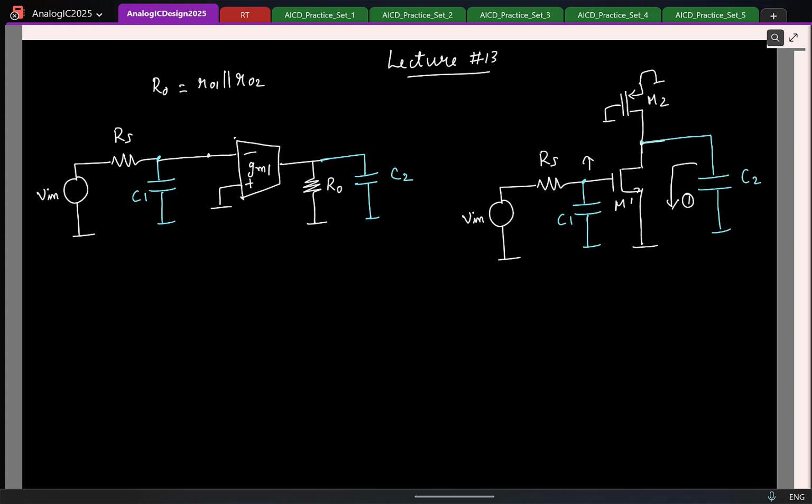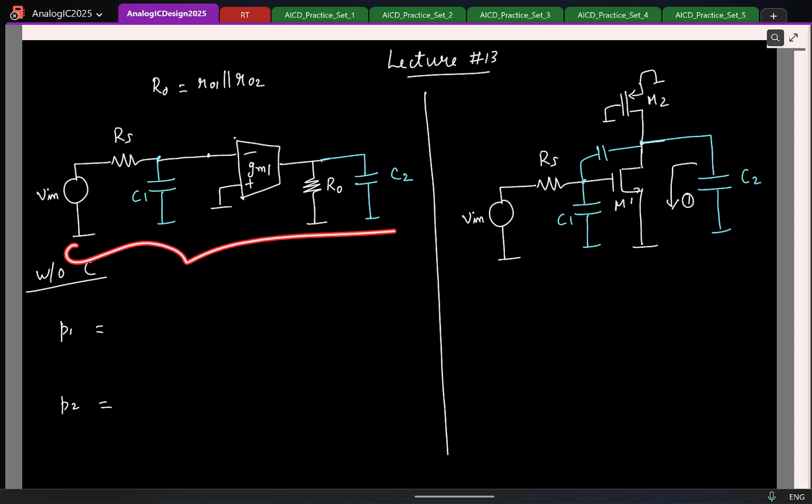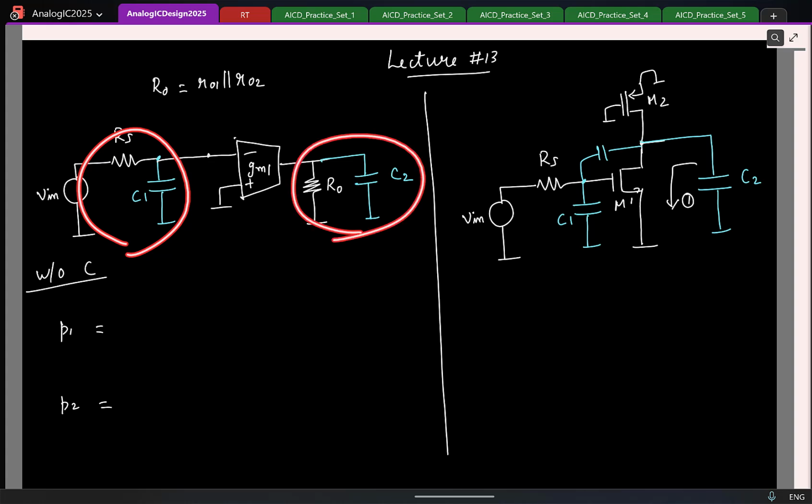Or maybe let it be there for a minute. Here I basically ignored the capacitor from gate to drain, the capacitor from here to here. If I ignore that capacitor, can you tell me the location of the poles in this circuit? There is no R1 here. You have two RC sections. Are they coupled or uncoupled? Uncoupled, because the OTA provides a high input impedance and isolates the two.